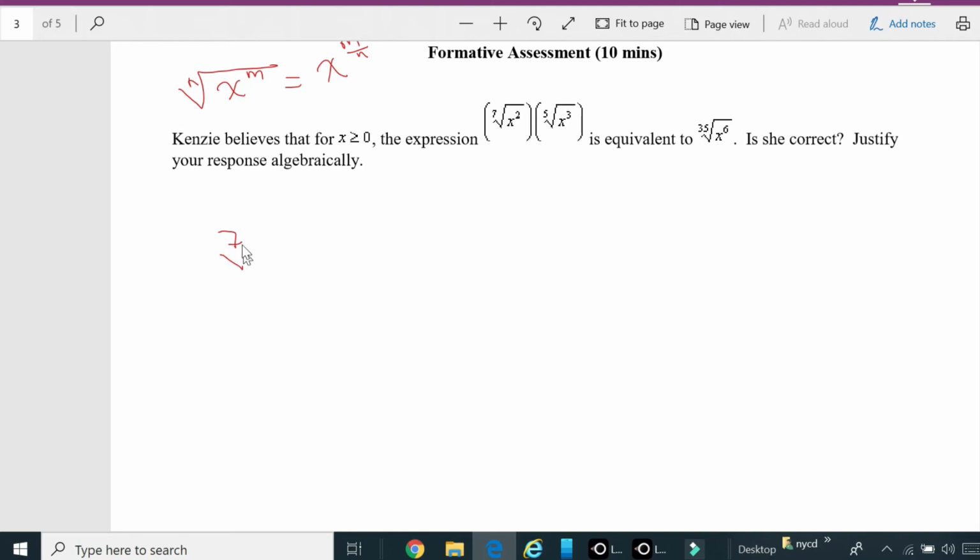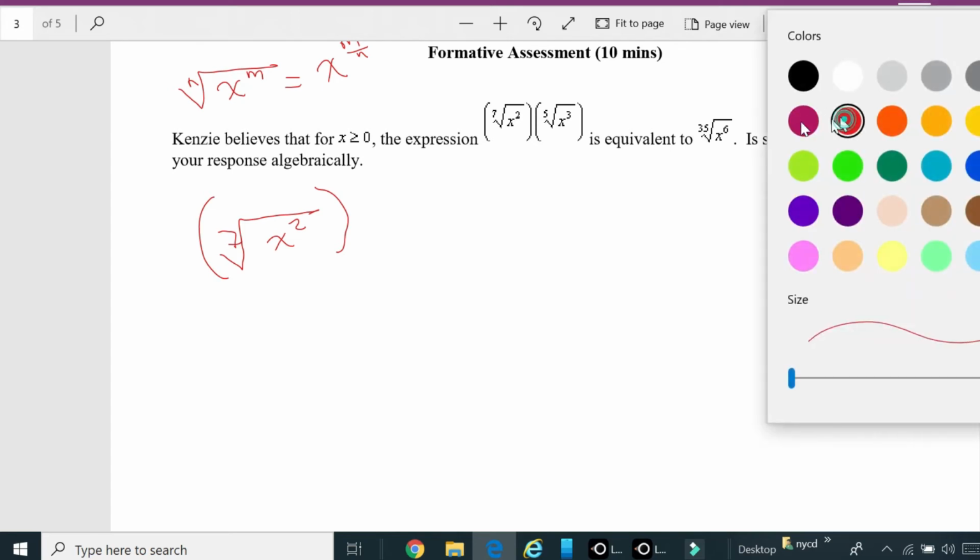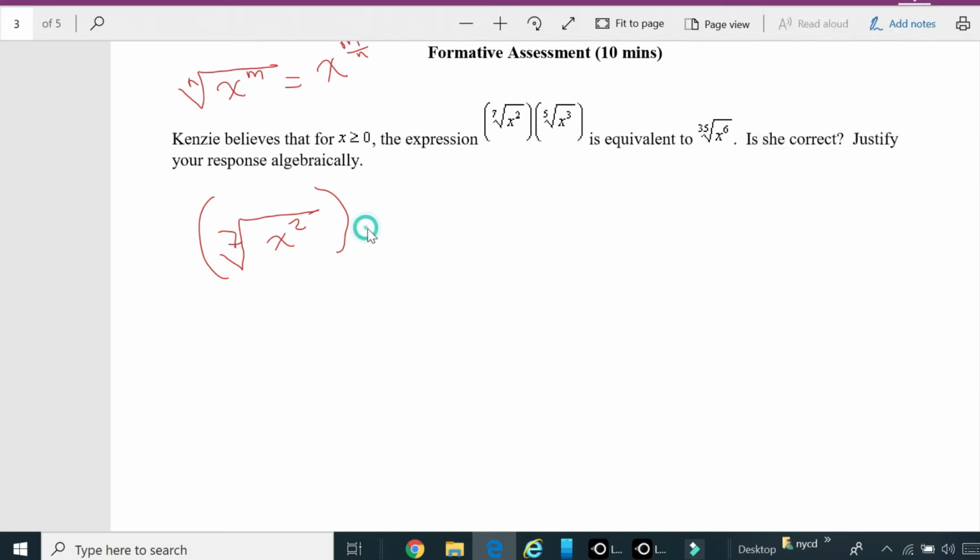So again, you have the seventh root of x to the second power times the fifth root of x to the third power. I'm going to erase this so we're not getting a little sloppy.